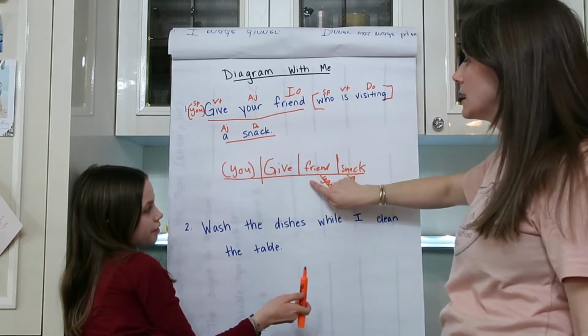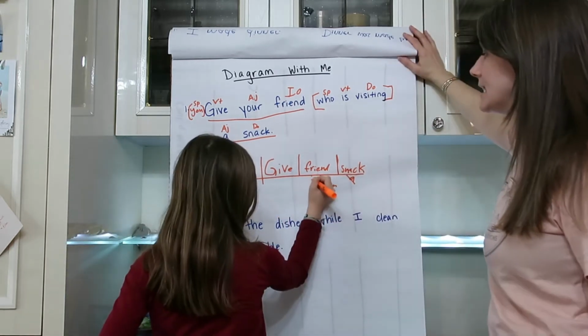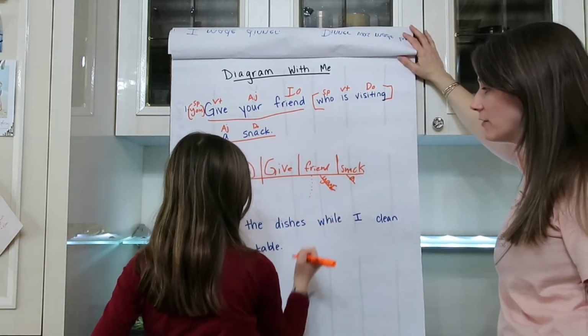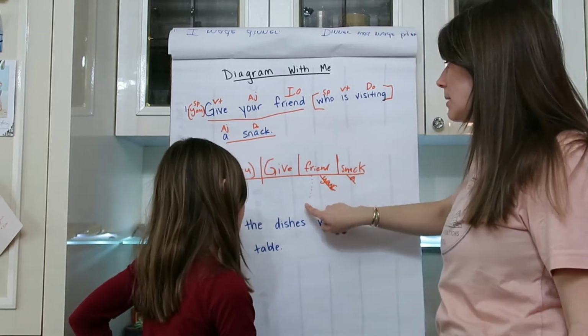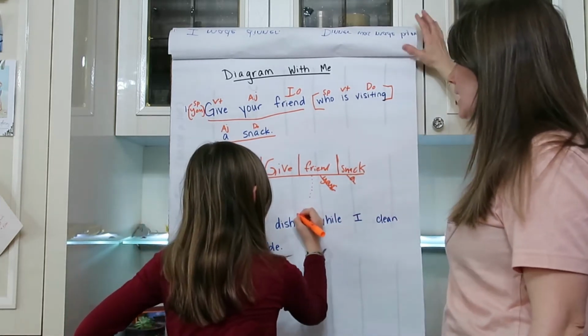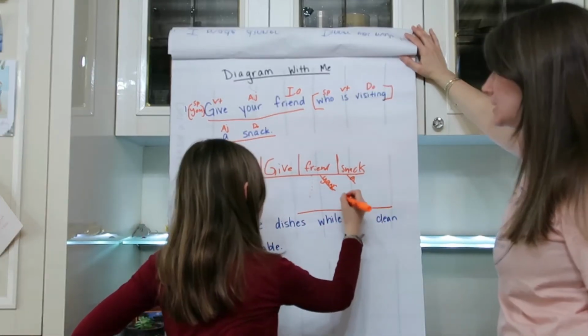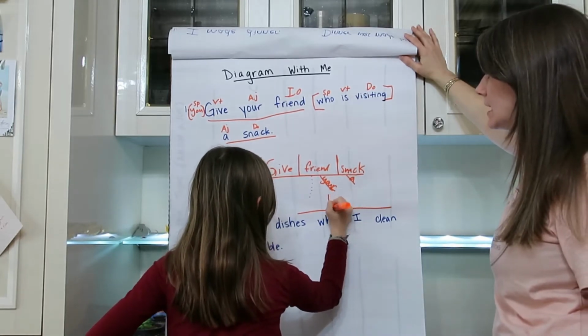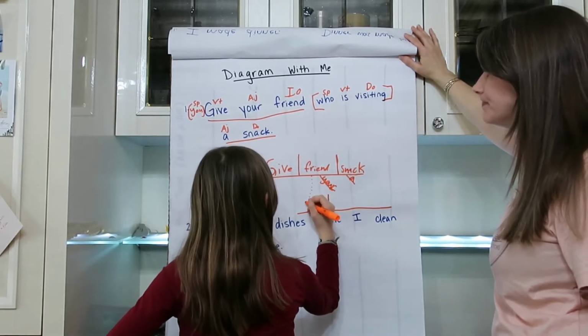So we're gonna do a dotted line down here. And since it's adjectival, we don't write anything on the line. But we go ahead and diagram it. Yep, just like that. So this is SVT DO. Who.